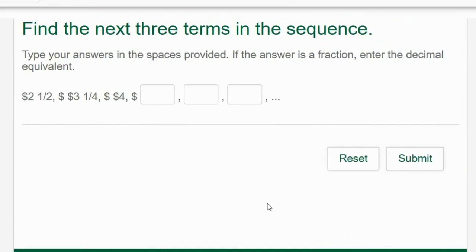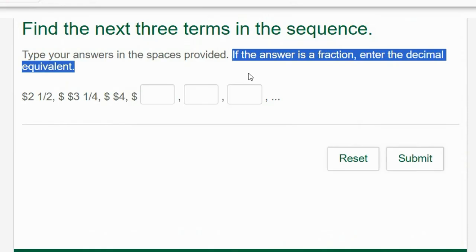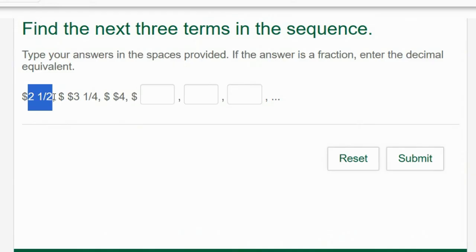Let's see, I think this is our last one. Now, don't let this confuse you. They put all these weird dollar signs in here. I don't know why there's $2 every time, but there shouldn't be. This is 2.5. This is 3.25, and this is $4. $2.50, $3.25, $4. And this is not good modeling because it says that the answer is a fraction, enter the decimal. Well, they should have given us the decimal themselves, but they didn't use decimals, but they want us to do decimals.